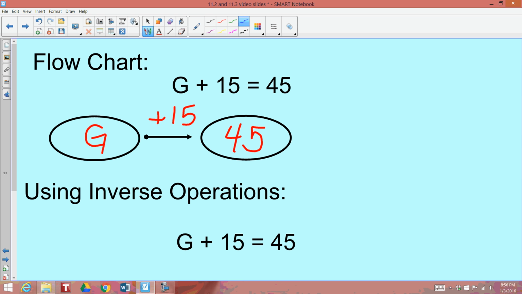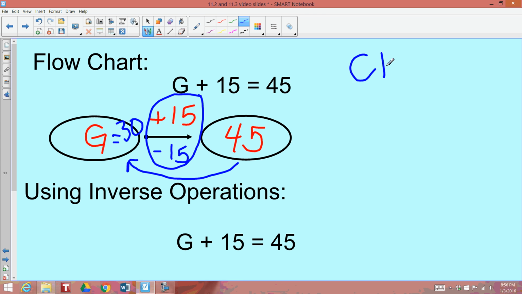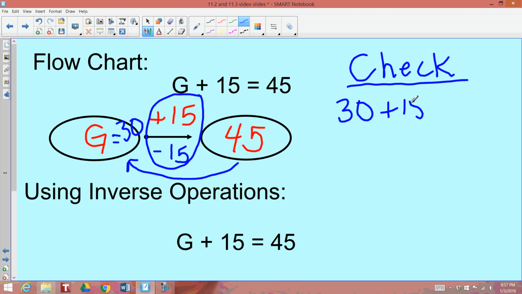And using our flow chart, we could say 45 minus 15. This is showing the inverse, the opposite. What is 45 minus 15? Well, that's 30. So therefore, G has to be 30. But the way that we check it is we plug in 30 for G. So is 30 plus 15 45? Well, 30 plus 15 is 45. Is 45 equal to 45?